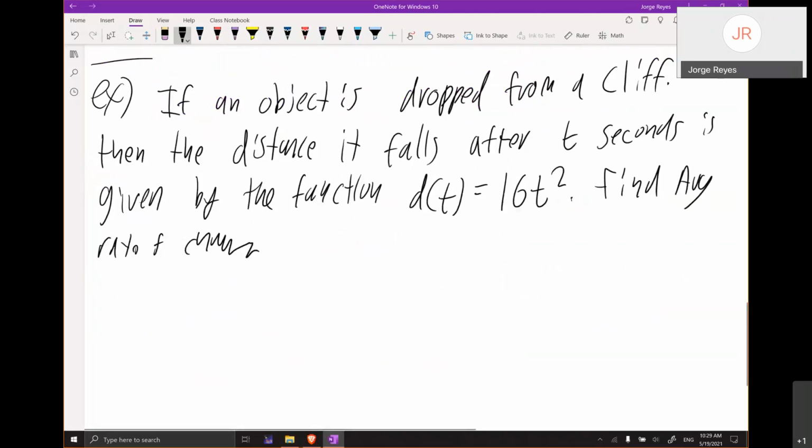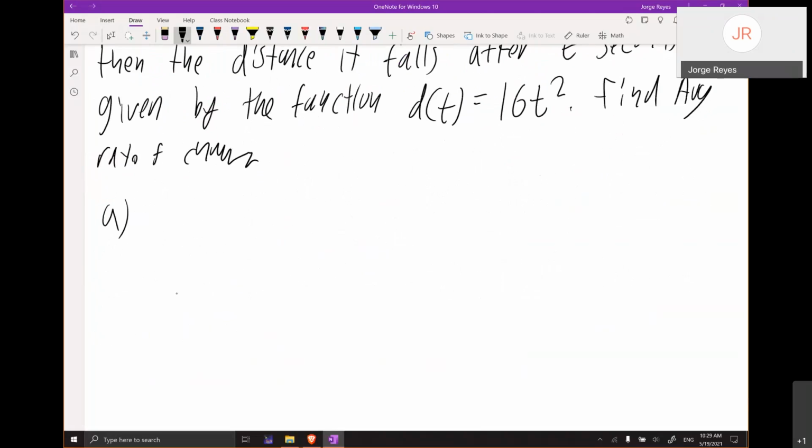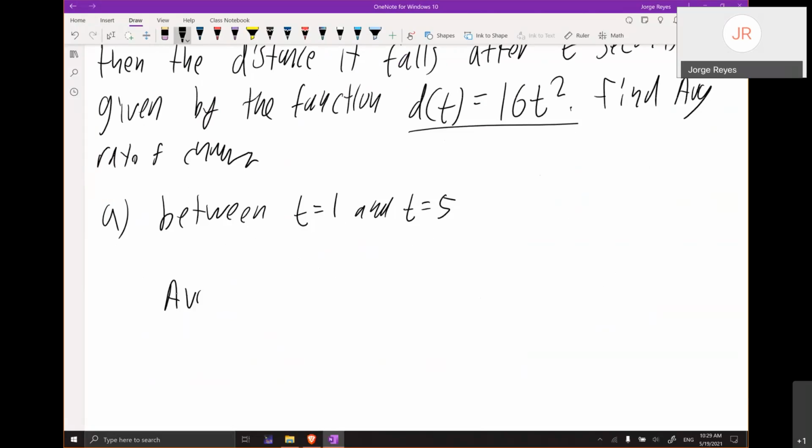And then there's two parts. Okay, so part A. You want to find the average rate of change between t equals 1 and t equals 5. Let's just plug in. So here's our function. We're going to plug it into the average rate of change formula.